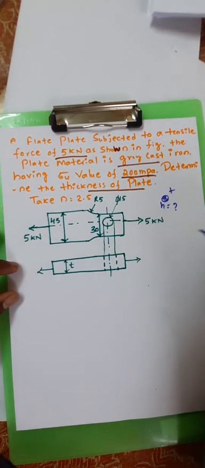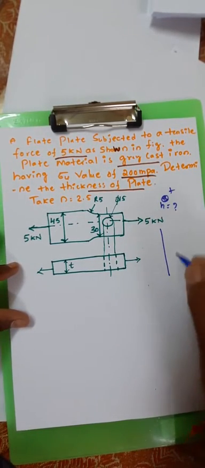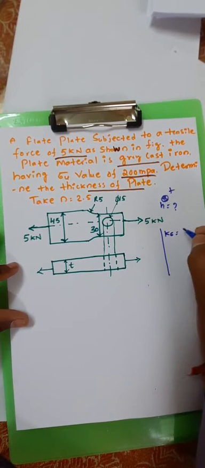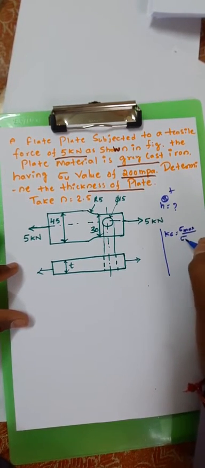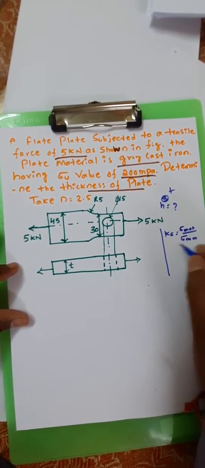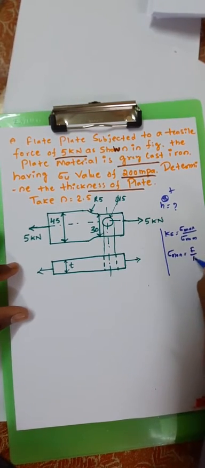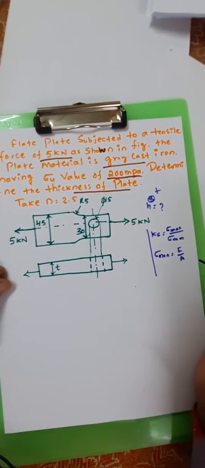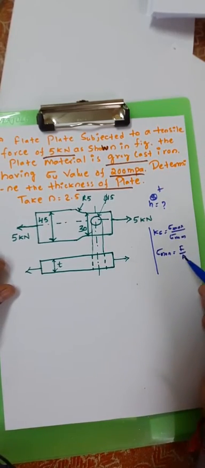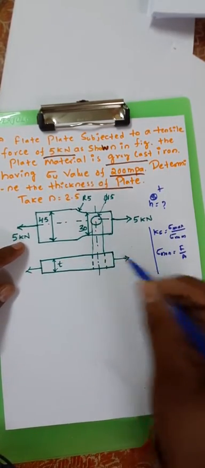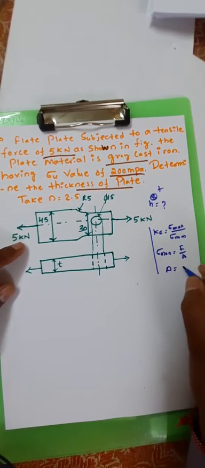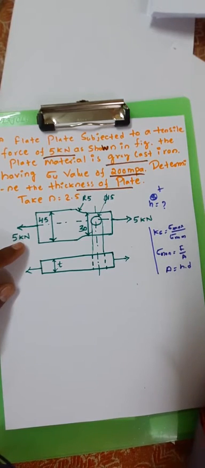For that, we have the general consideration called K sigma. We all know that it is sigma max divided by sigma nominal for axial load, where sigma nominal is equal to F by A, the nominal stress with respect to axial load. For a plate, the area is equal to H into D.